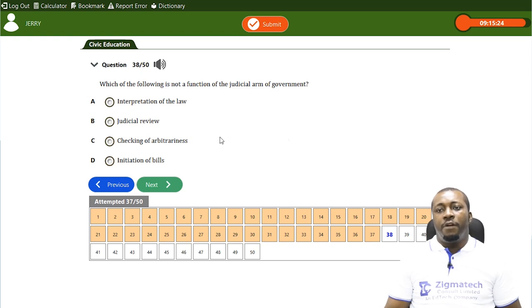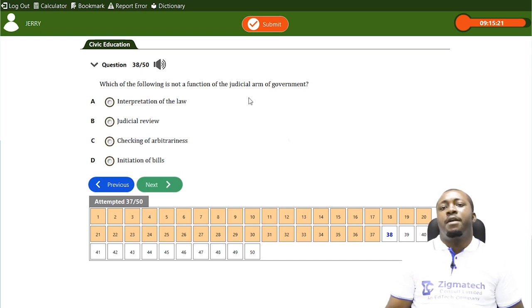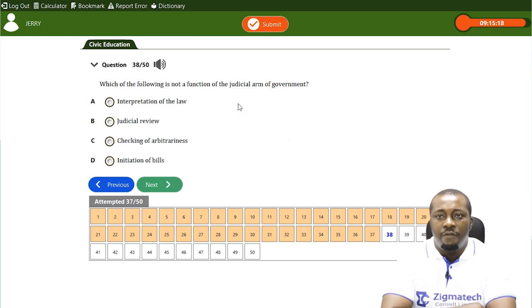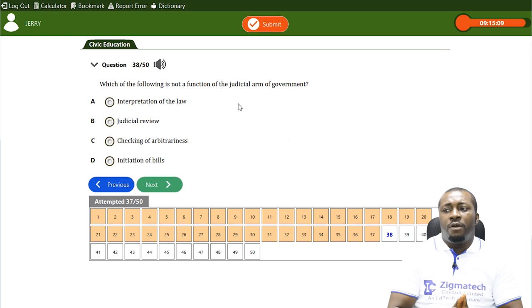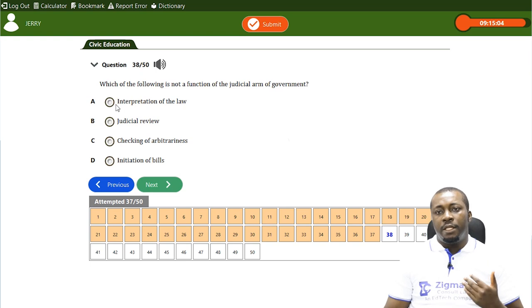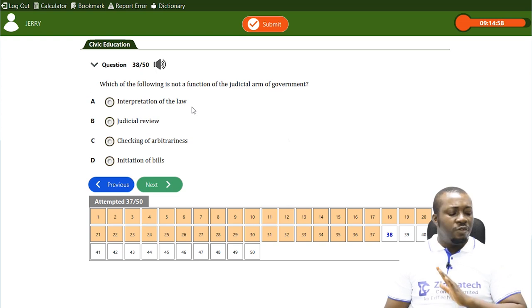Now, which of the following is not a function of the judicial arm of government? Remember, the judicial arm of government is the arm responsible for interpreting the law. This is where you see the judges and the magistrates. This question tests your knowledge of the functions of the judiciary. Now, let's look at it. A, interpretation of law. Of course, the primary function of the judiciary is to interpret laws. B, judicial review, that is the power to declare the action of other arms of government null and void and of no effect. Now, it's a function of the judiciary.